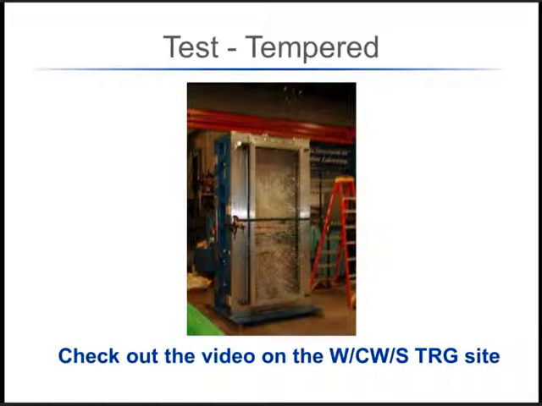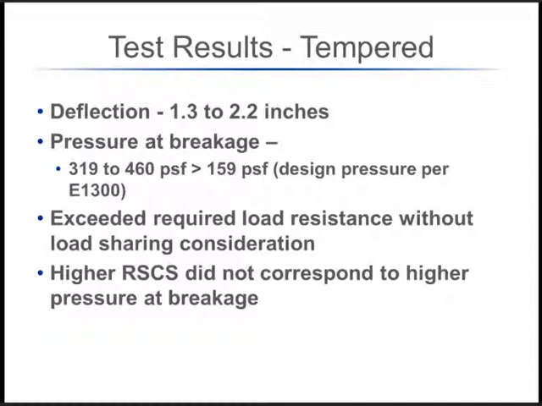So for the results in the tempered glass, you can see the deflections we found. Again, the pressures we got at breakage were from 319 to 460, which were significantly greater than the load resistance required by E1300, which is about 159 PSF. And we found the same thing with the tempered: even without any kind of load sharing, that light all on its own was able to exceed that load resistance. And again, the higher RCSS did not necessarily correspond to the higher pressure at breakage.